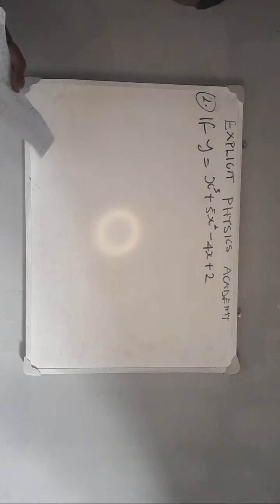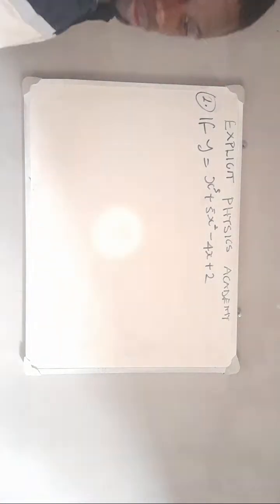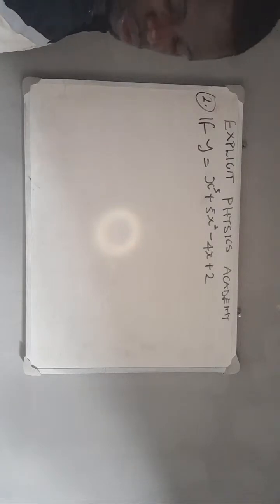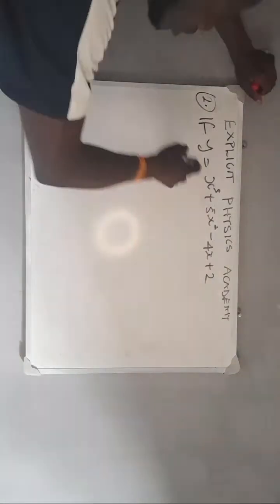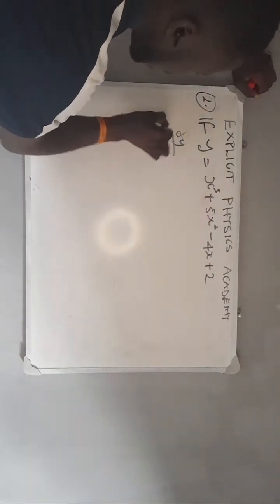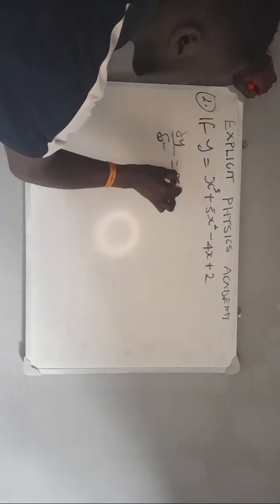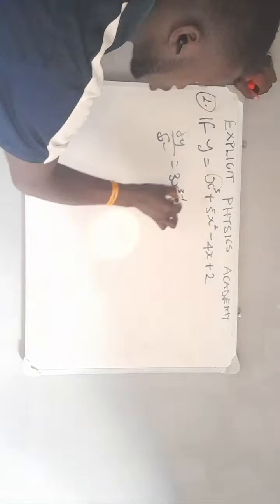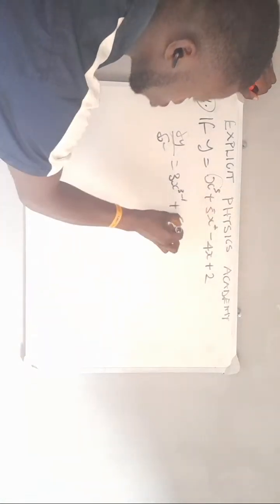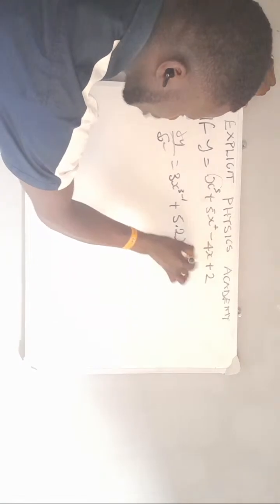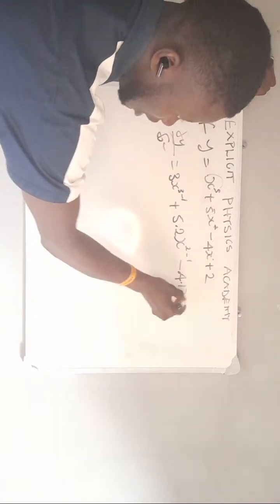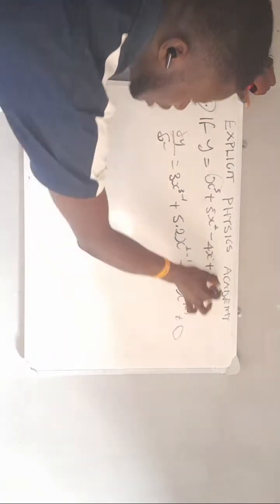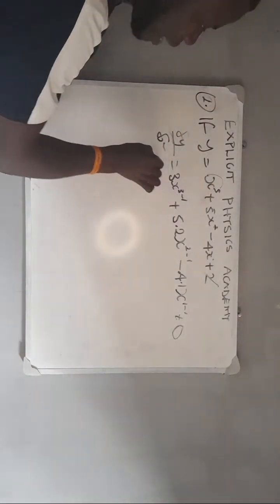This is very, very simple. This should not take you up to 2 minutes. 2 minutes is too much; 1 minute. Okay, here is 3. So what do we do? dy/dx will be equal to 3x, of course, this 3 comes down, x^(3-1), plus 5 times 2, x to the power of 2 minus 1, minus 4 times x^(1-1). And here the 2 becomes 0, because the derivative of any constant is 0.